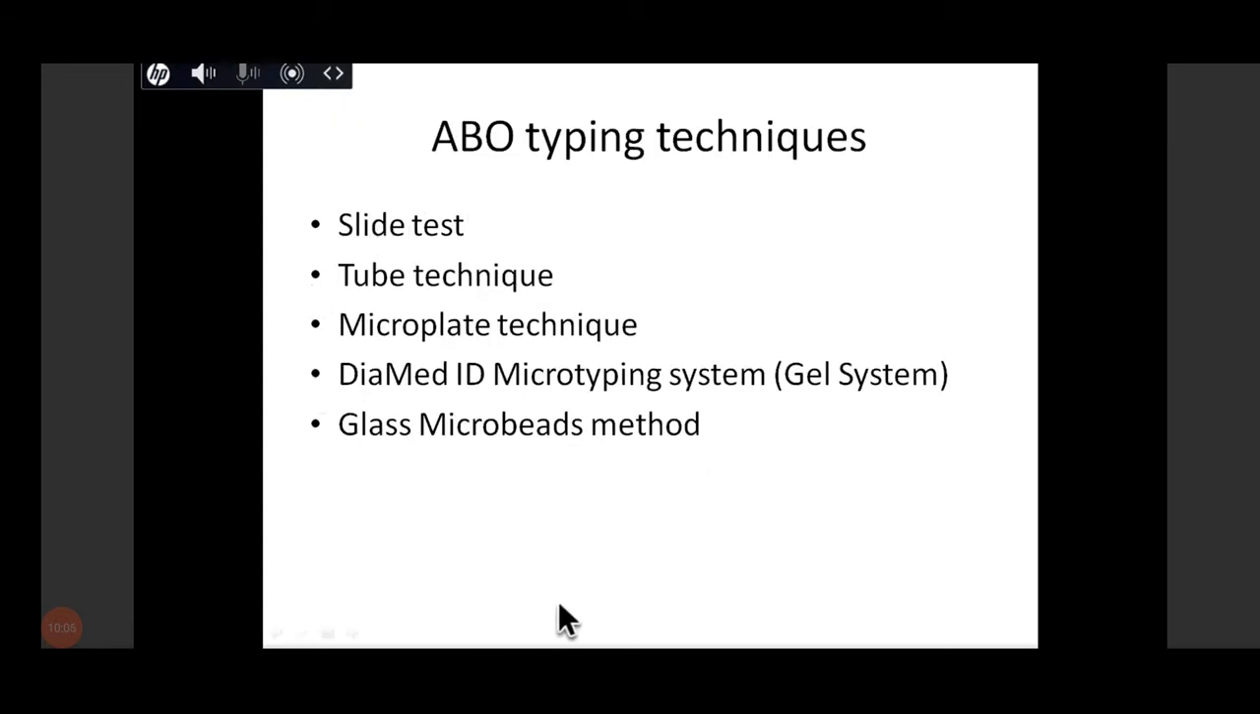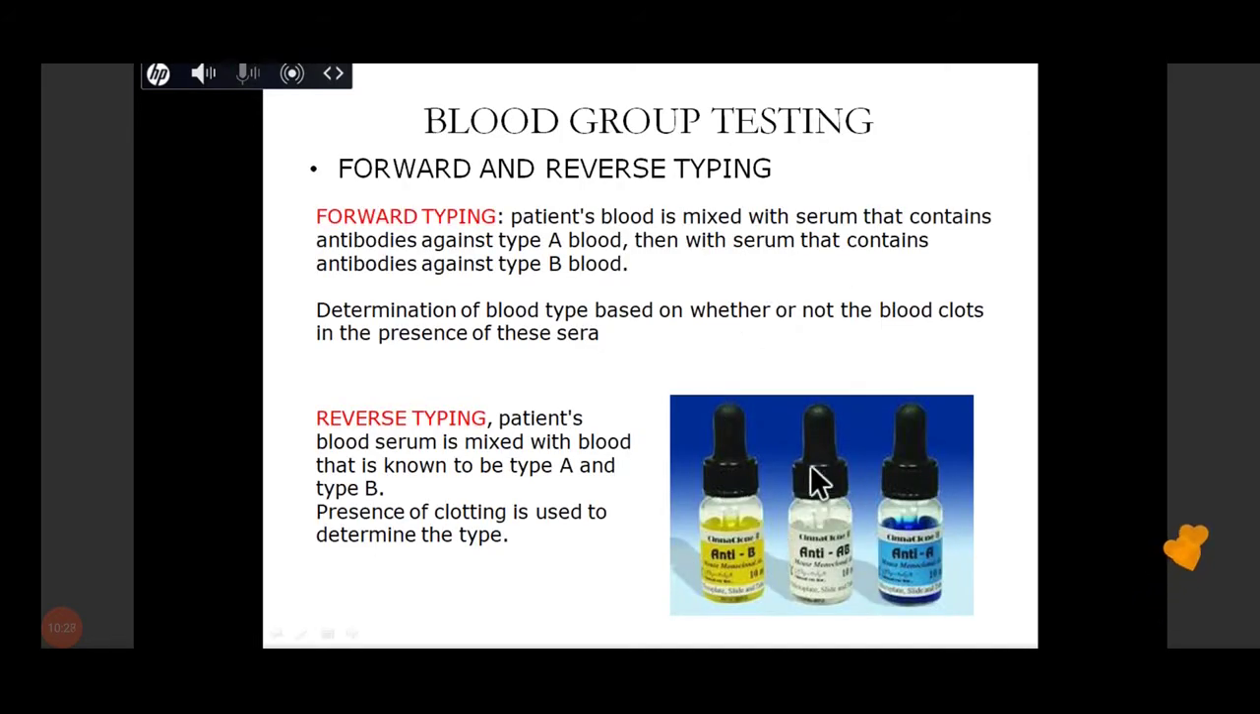There are various techniques of detecting ABO blood type. We can use the slide or the tube technique. These two procedures will be demonstrated today by a resident. We can also do it with the microplate technique, or the diamond ID microtyping system, or the glass microbead method can also be used. This reagent anti-A, anti-B, this picture you must have seen a lot of times while detecting your blood group.